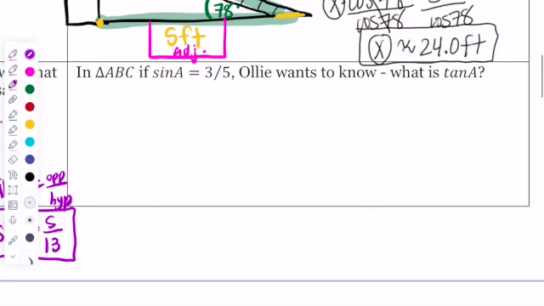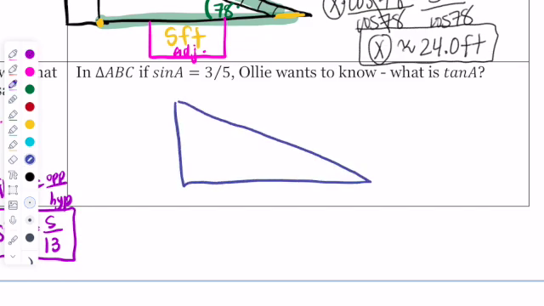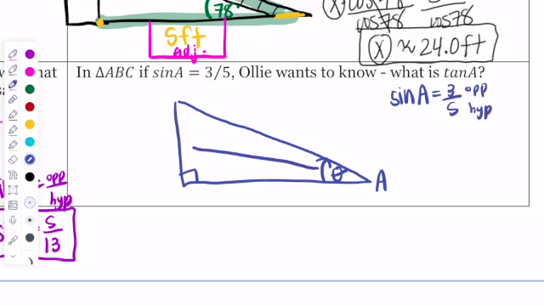All right, Ollie is wondering about a different triangle. In his mind, he's dreaming up a triangle where the sine of A is 3/5. So let's go ahead and fill in an A. Sine of A is 3/5. So he's working with this angle right here, theta. Sine A equals 3/5. We know that's opposite over hypotenuse. So where can I fill in a 3? Opposite the theta. It's my opposite. Where can I fill in a 5? On the hypotenuse.